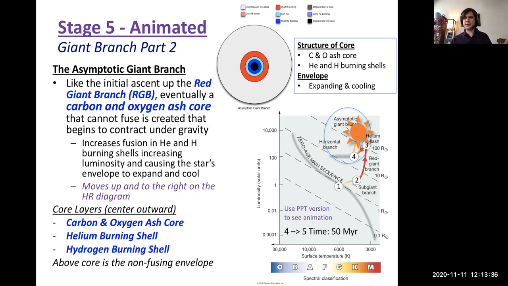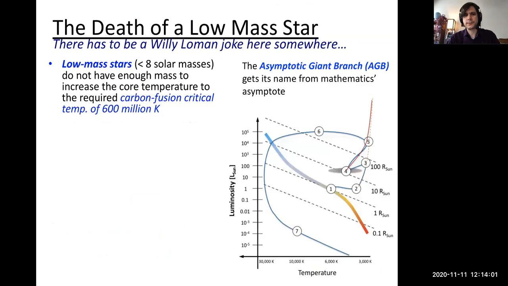And what do we have? And it's always good to keep tracking what the core is. And I cannot repeat this enough, just to help you actually keep track of what's going on in the core. We have a carbon and oxygen ash core. That's the central part. Surrounding that, we have a helium burning shell. And surrounding that, we have a hydrogen burning shell. And then we have the rest of the star, the non-fusing envelope. And this is where we have something absolutely critically different.